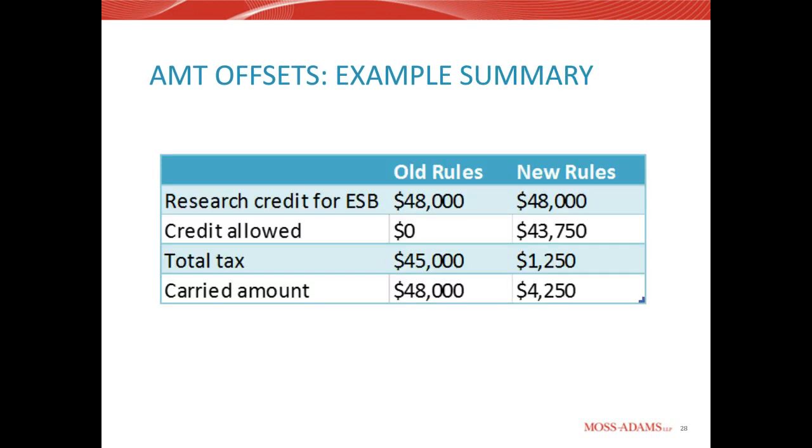And this is just a comparison of the two rules. So under the old rules in that example, if you were not an eligible small business, none of the credit would be allowed, and you would be carrying forward the total $48,000, as well as paying your tax of $45,000 in the current year. Under the new rules, if you are a qualified small business, then you would be able to utilize $43,750 of the credit immediately, and the $4,250 would be carrying forward.